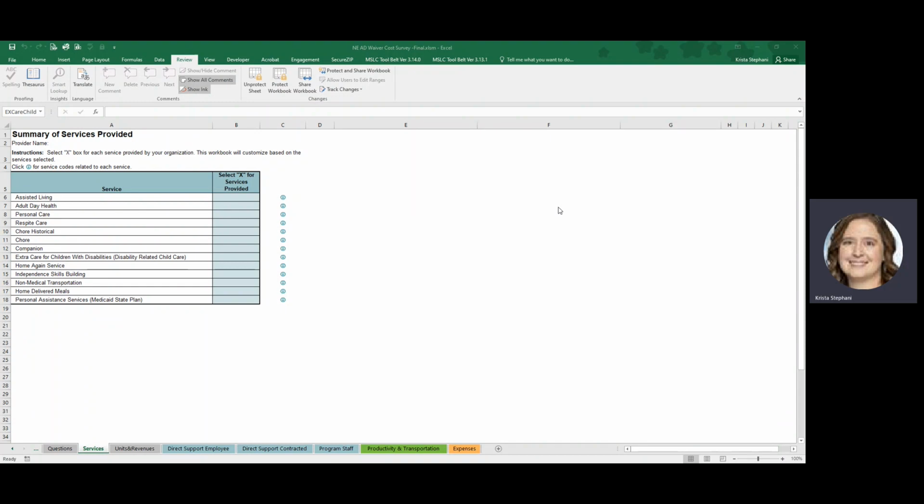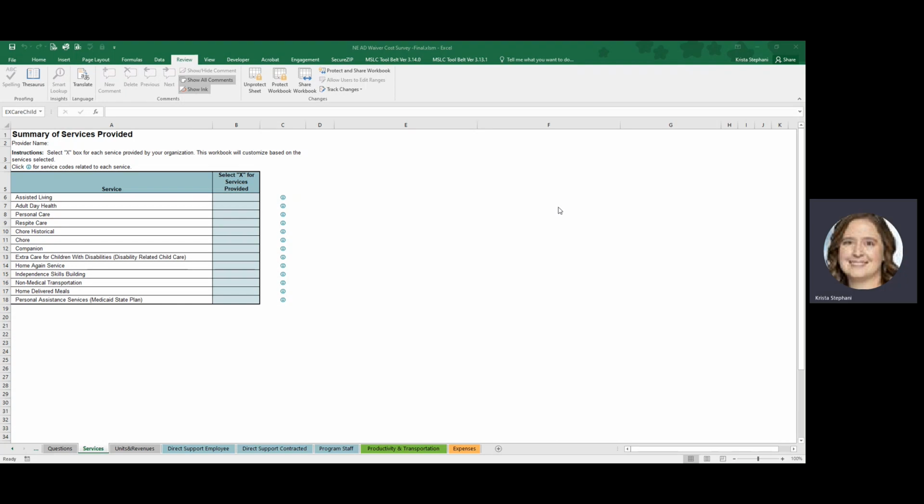This training module will provide you with information related to providing the information included in the service-specific tab of this workbook related to extra care for children with disabilities, or as it may be referred to, disability-related child care. This information is being collected as part of a rate study effort being conducted by the Nebraska Department of Health and Human Services related to services provided throughout the Aged and Disabled waiver.